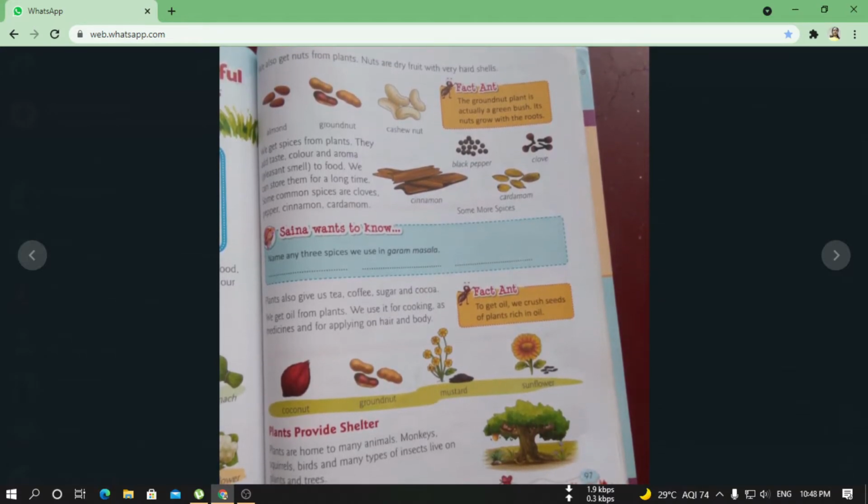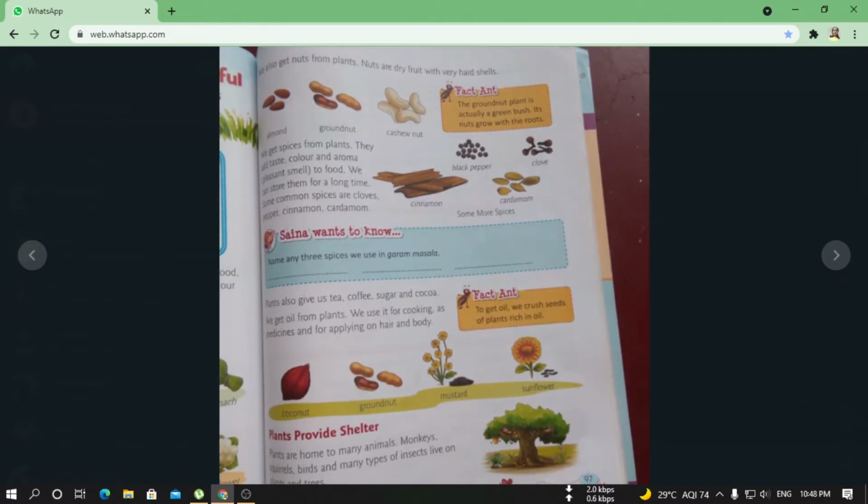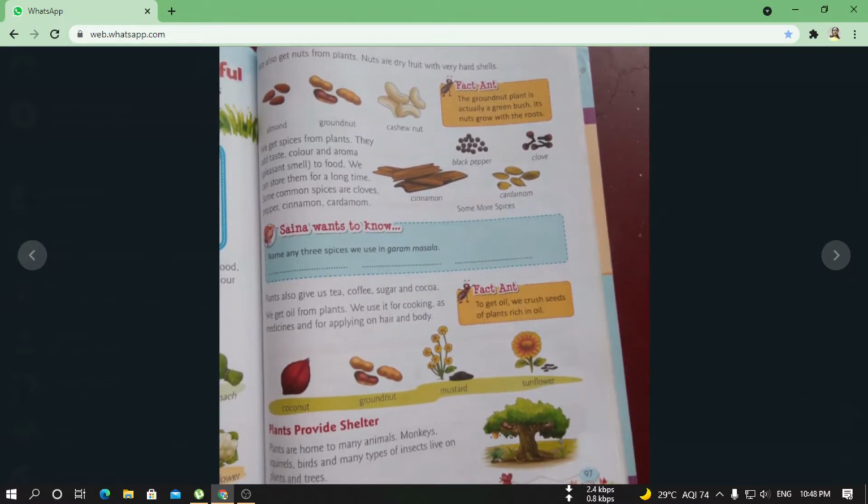Okay, so these are the spices which give smell, color and taste to our food. These spices we also get from plants.